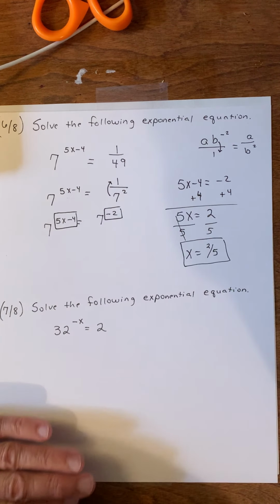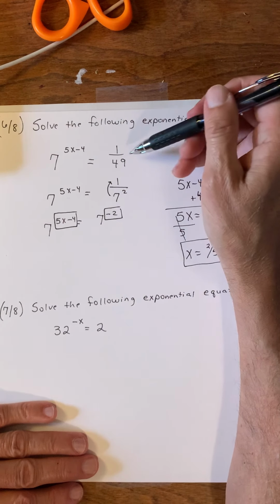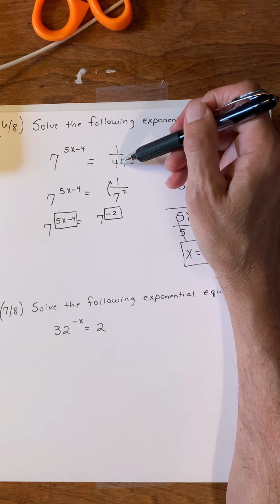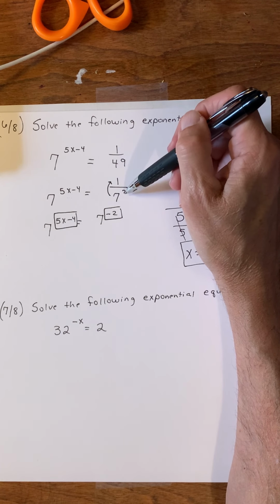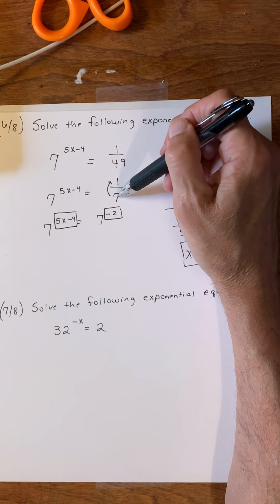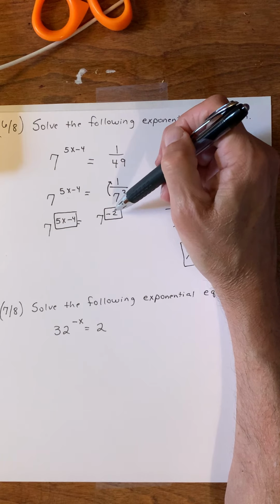So in this guy, we had to think outside the box again. We had to go, hey, I know what I'm looking for. I'm looking for 7 to some power. And I did it in steps. Changed my 49 to 7 squared. I want it to be 7, not 1 over 7. So I moved it and changed the sign of my exponent.